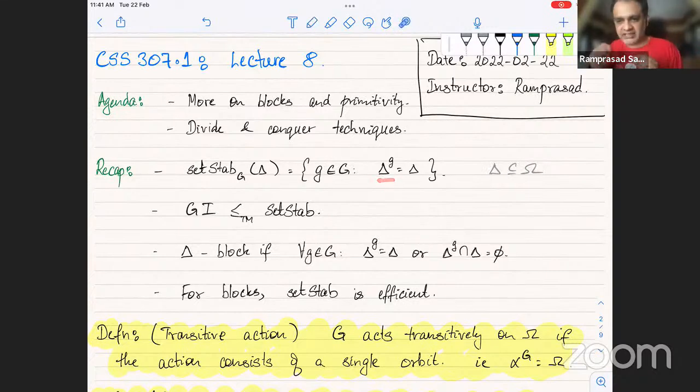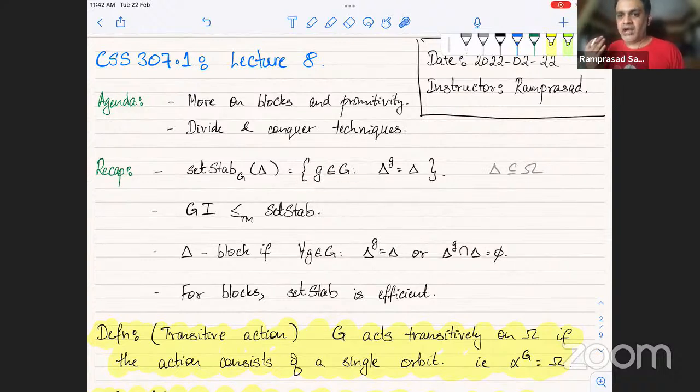This does not mean that it is like fixing them pointwise. I don't mind it if things within delta are shifted, are sort of permuted among themselves. Okay, and this was a very, very important computational task, primarily because the graph isomorphism problem reduces to this. So if you could solve the set stabilizer question efficiently, then we saw that you basically solve the graph isomorphism problem. And again, when I mean solve it efficiently, this is a subgroup.